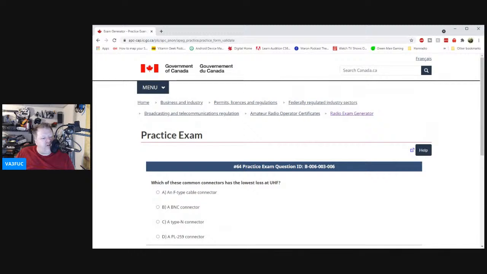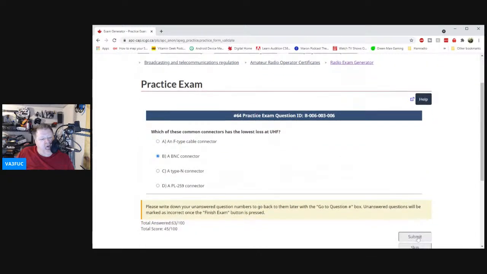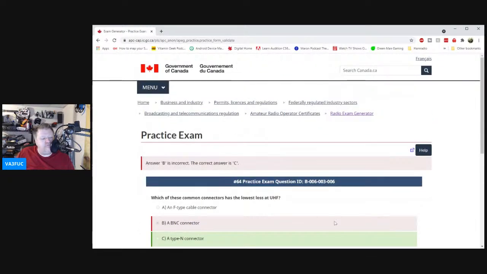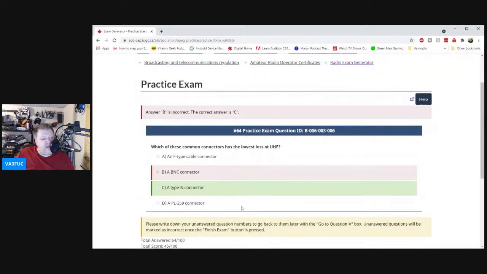Which of these common connectors have the lowest loss at UHF? An F-type cable connector, a BNC connector, an A-type connector, or a PL259 connector. I believe it's a BNC connector, if I remember correctly. No, type N connector has the lowest. Never seen the type N connector.